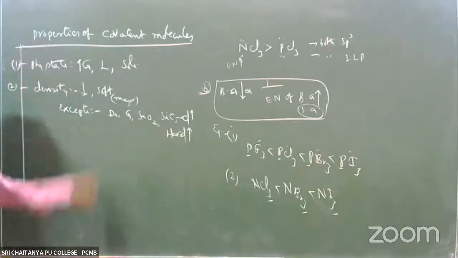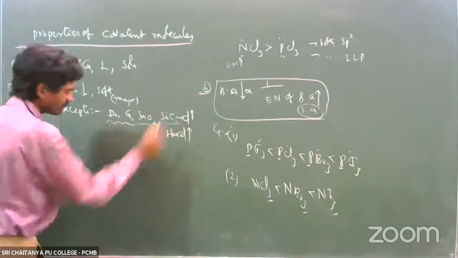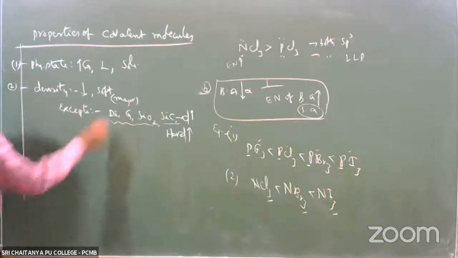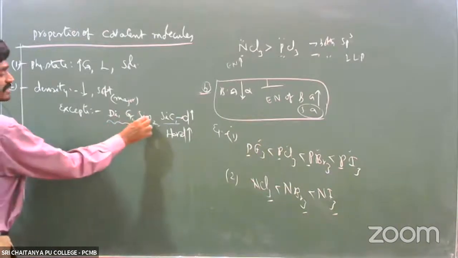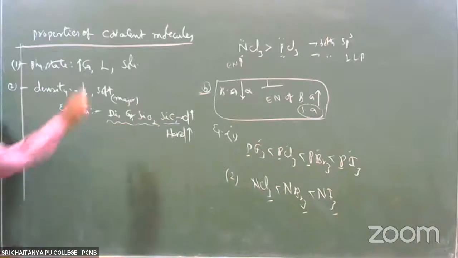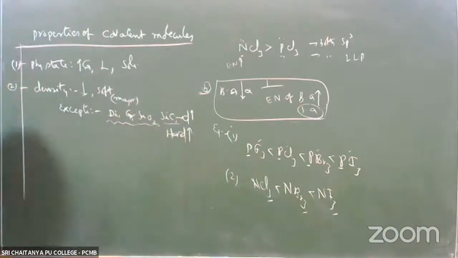Why? Because they form a three-dimensional network-like structure. All the atoms are closely compact arranged in all directions, so that forms a network-like structure. Hence diamond, graphite, silica, silicon dioxide, silicon carbide are all very high density and very hard.